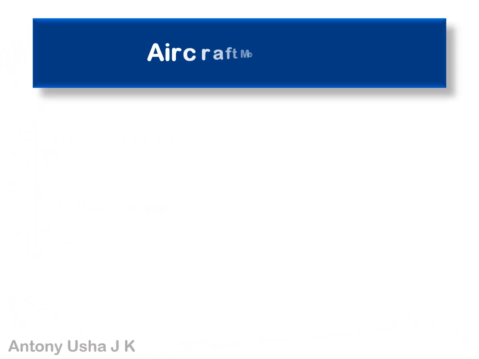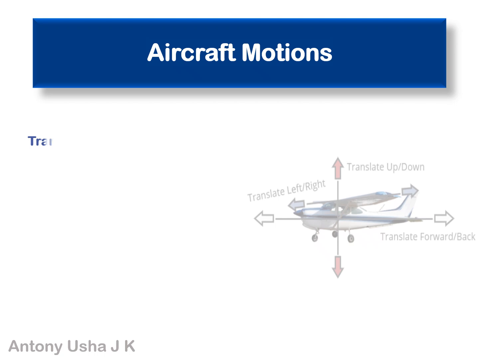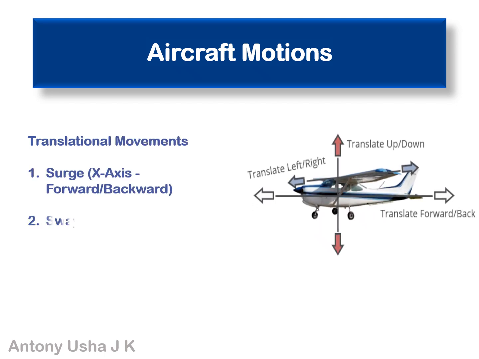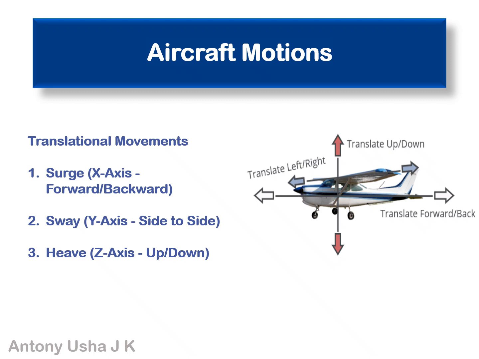Degree of freedom of aircraft motions. As shown in the earlier slide, there are two movements, translational and rotational. Here we are going to see the translational movements in depth. That is surge, which is along the x-axis, movement forward and backward. The next is sway, y-axis, side to side, and heave, z-axis, which is up and down. From the picture we can see the x, y and z axis movements very clearly based on their movements.